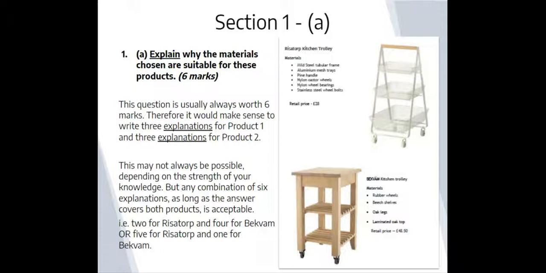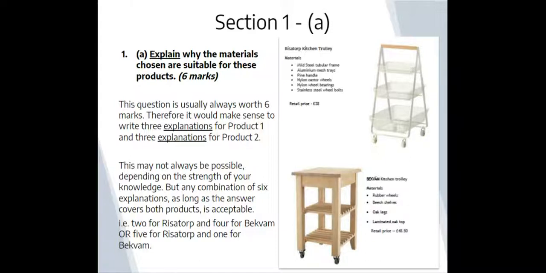So the question 1A for the 2 kitchen trolleys that you've been given is asking you to explain why the materials chosen are suitable for these products for 6 marks. It's usually always worth 6 marks, this question, so it would make sense for you to write 3 explanations for the first product and 3 explanations for the second.